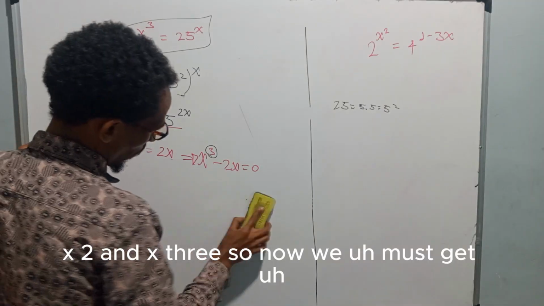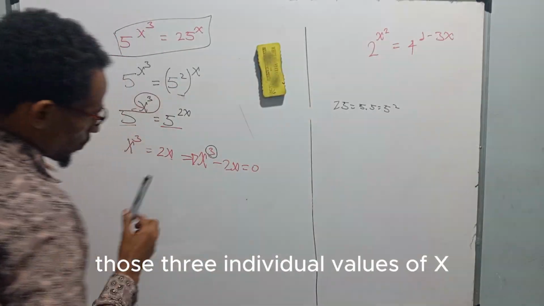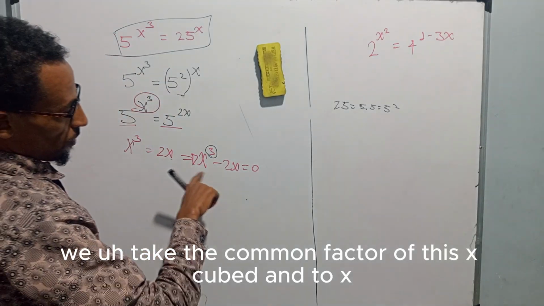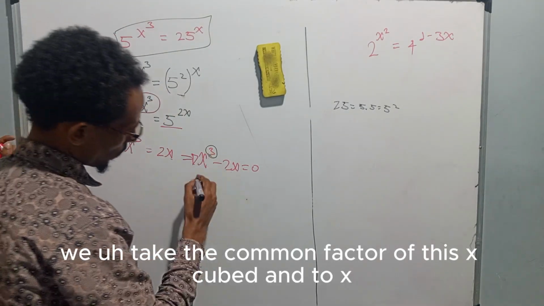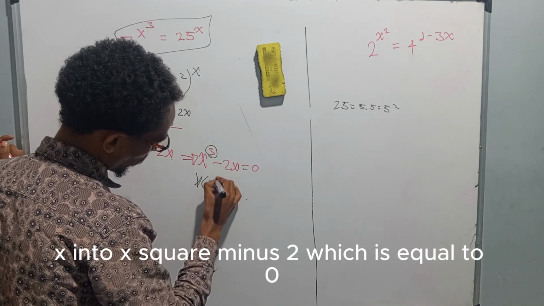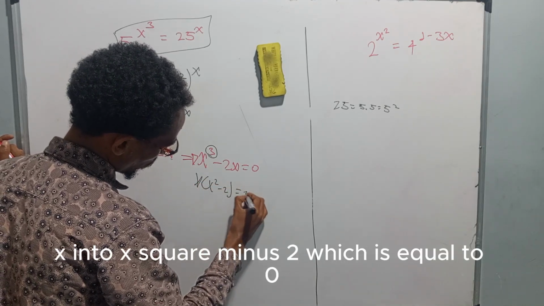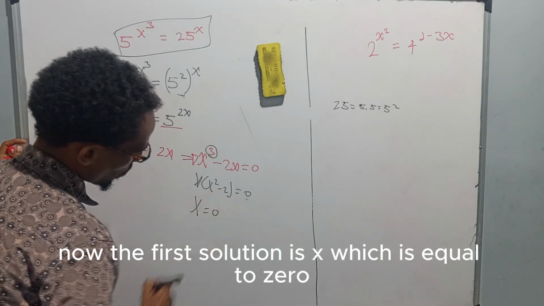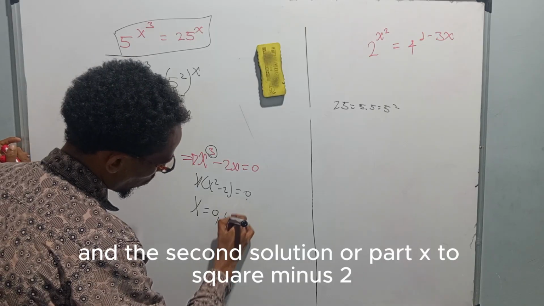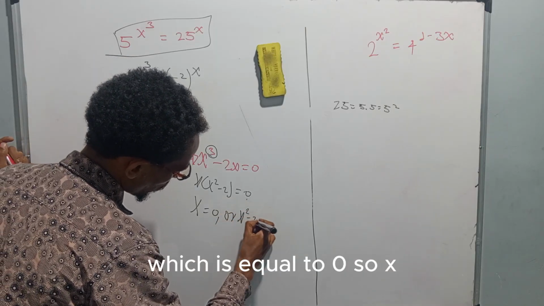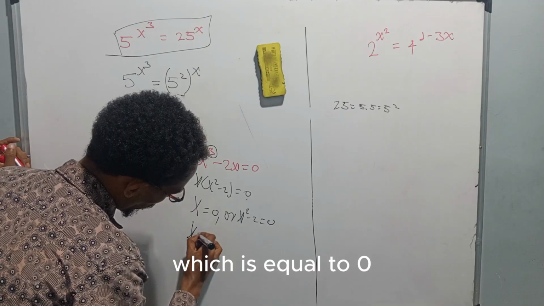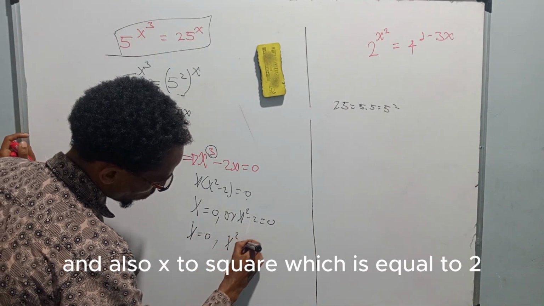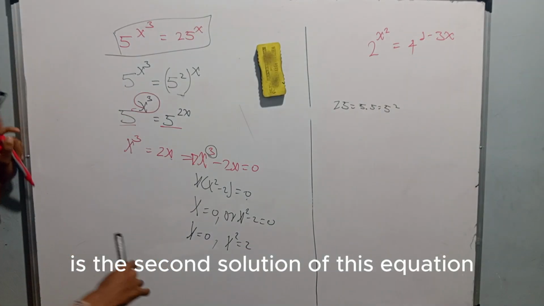So now we must get those 3 individual values of x. So we take the common factor of x cubed and 2x. That means x times x squared minus 2 is equal to 0. Now the first solution is x equals 0, and the second solution comes from x squared minus 2 equals 0. So x equals 0 is the first solution of this equation, and x squared equals 2 is the second solution of this equation.